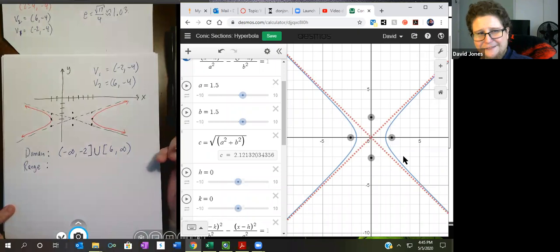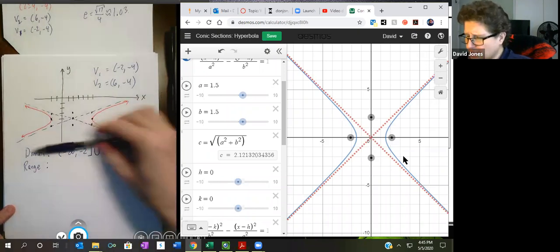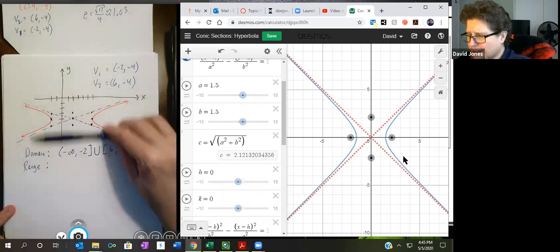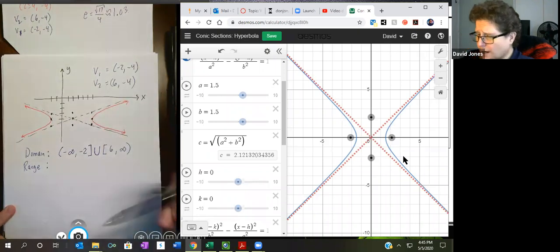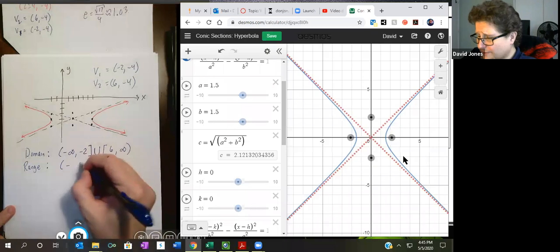It looks kind of funny because it's making 2 different graphs, but the range is never not being touched. There's always a y value. The range is -infinity to infinity.